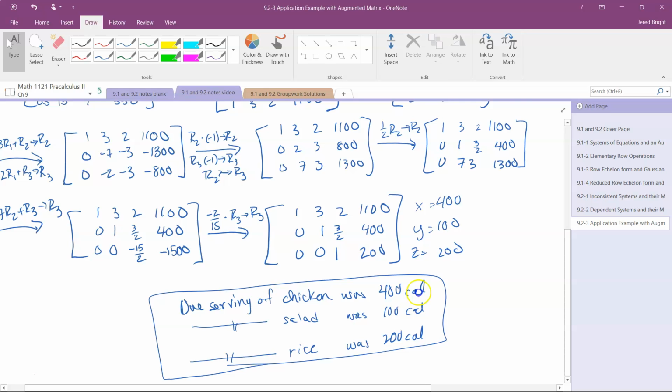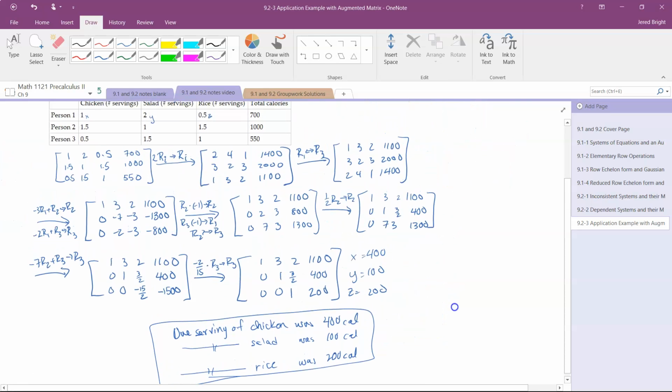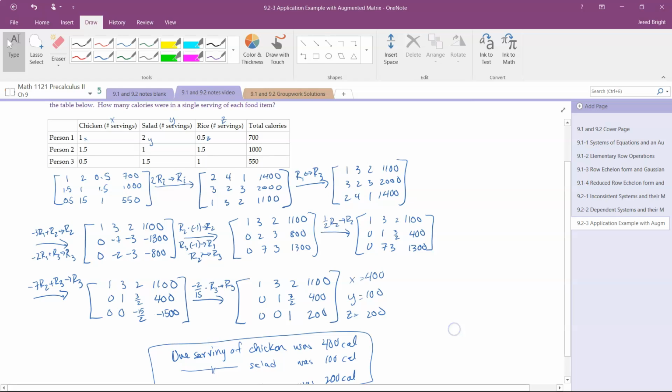Here I used Gaussian elimination instead of Gauss-Jordan, and a lot of work goes into solving each one of these, but at the end there's a definite sense of satisfaction. So I hope you enjoy working through some of these.